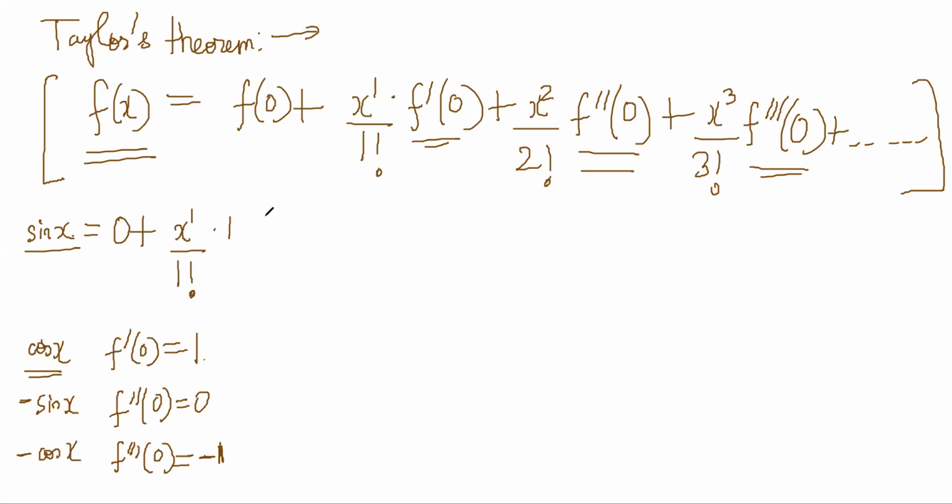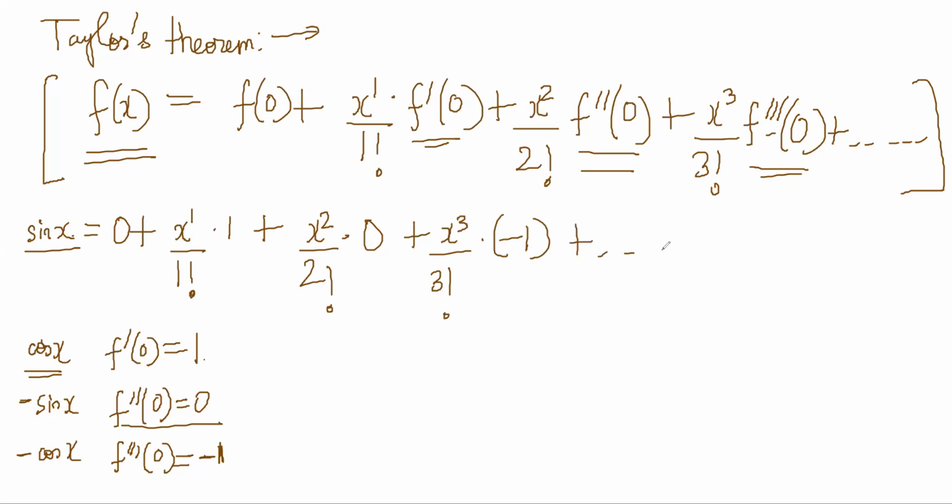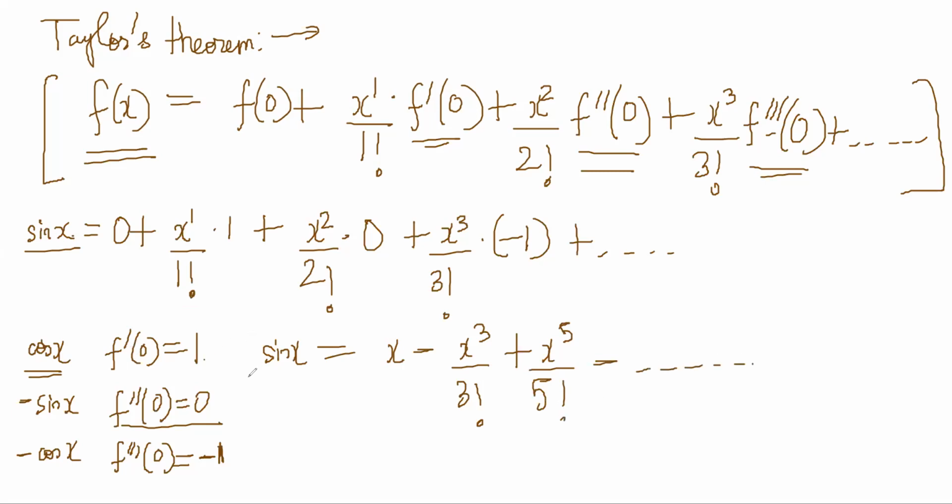So notice now what is happening. X squared by 2 factorial into the double derivative at 0, f double dash 0, which is 0, and plus x cubed by 3 factorial into the triple dash at 0, which is minus 1, right? So the series is becoming sin x equals x minus x cubed by 3 factorial plus x to the power 5 by 5 factorial, and so on. Okay.